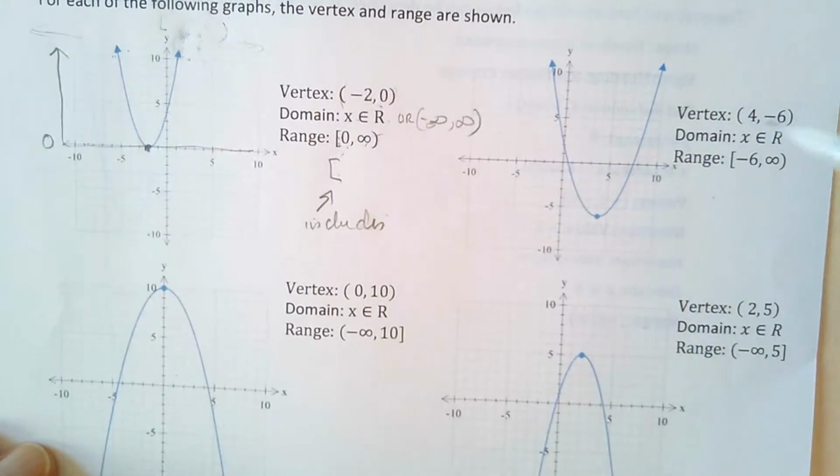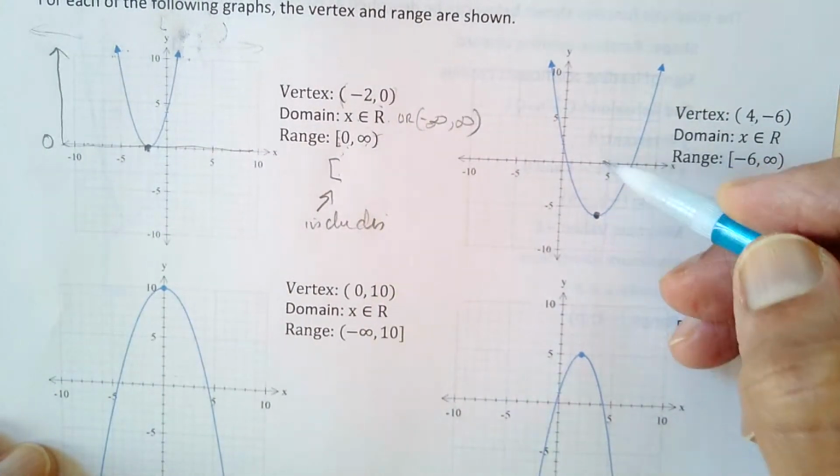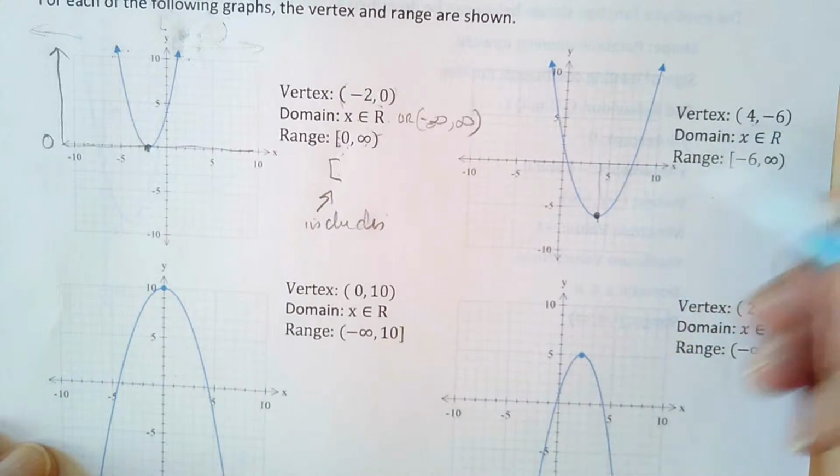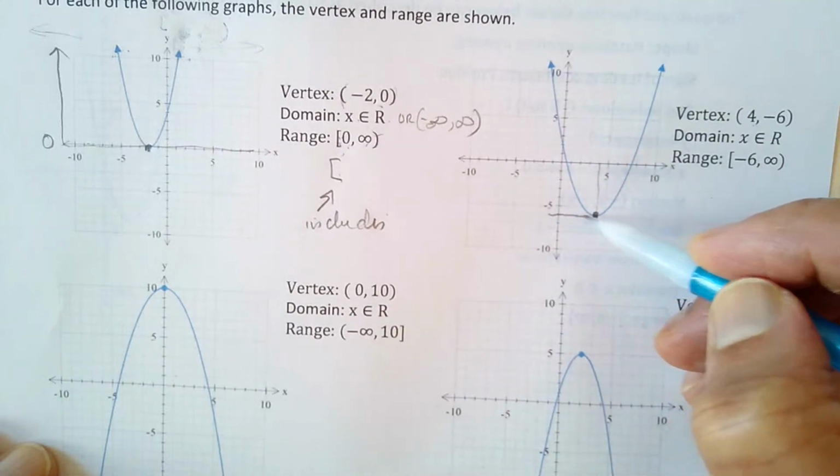Let's look at the next one here. The vertex is right here, and at this point here, it is 4, and this is -6 here.